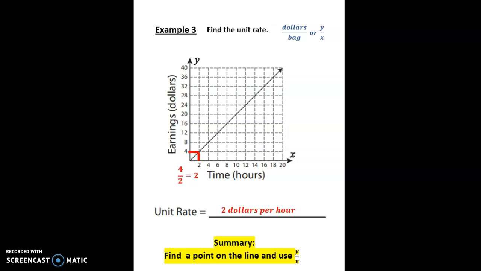In this lesson, we learned that a graph is proportional if it is a straight line and if it goes through the origin at 0, 0. And then we also learned how to find the unit rate by finding a point on the line that touches the intersection of the grids and using y over x.